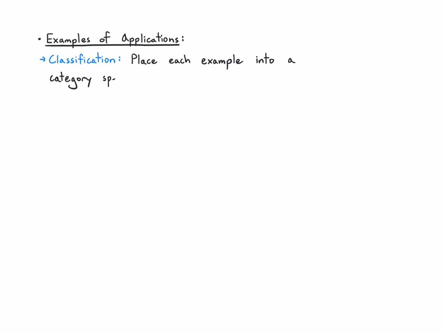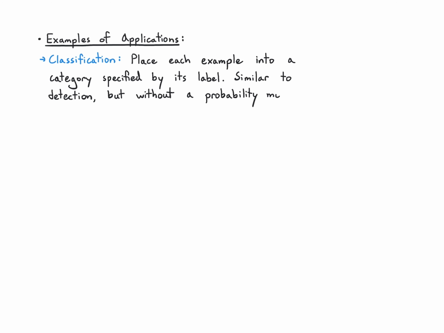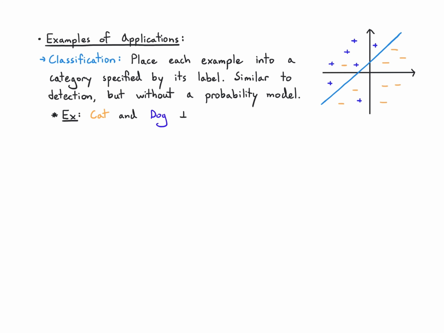So let's look at some applications. As a first application, let's go to the thing that we were just talking about. It's called classification. What I want to do is place each example that I'm given into a category specified by the label. This is very similar to detection. The only difference is that we're operating without a probability model given to us in advance. So I have these positive examples and these negative examples, and you could think that in this case, the orange or negative are cats and the blue or positive are dogs.